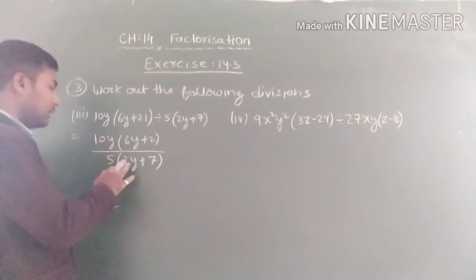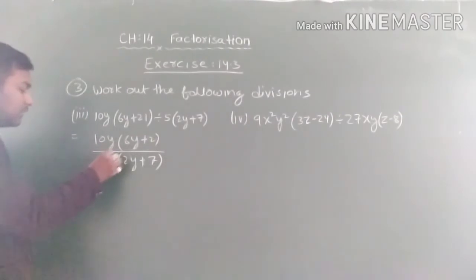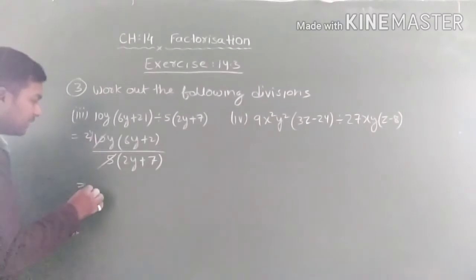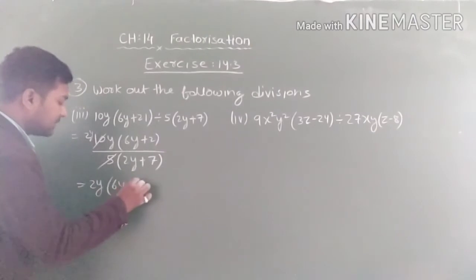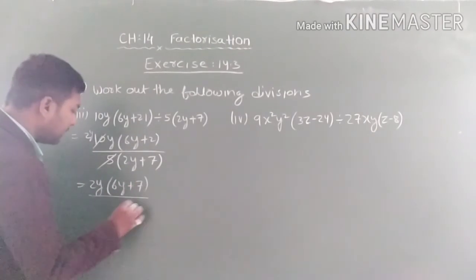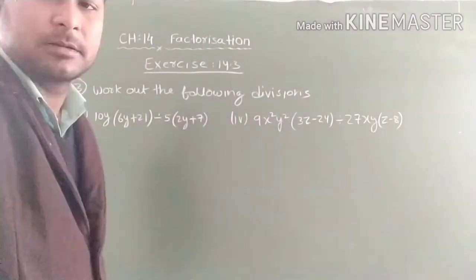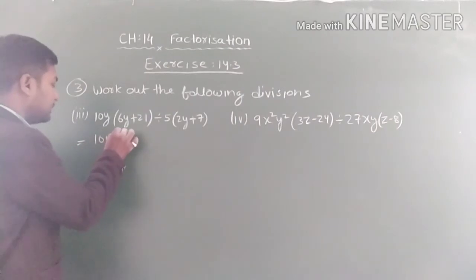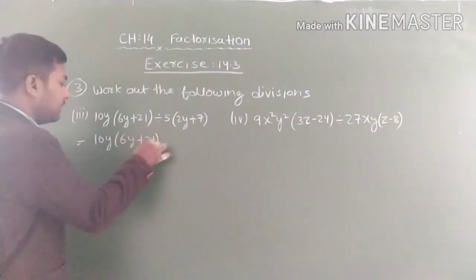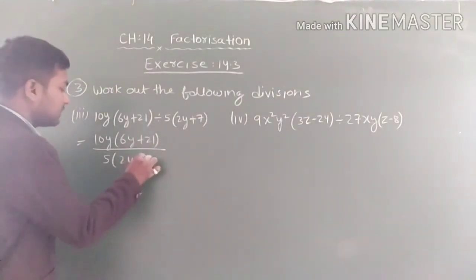So see here, this is 10y and 5. It will be cancelled out. So 5 twos are 10 and this is y. Okay. So we can write 2y(6y plus 7) divided by 2y plus 7. Okay. Now this is 21 here. So we can write 10y(6y plus 21) divided by this term, 5(2y plus 7).